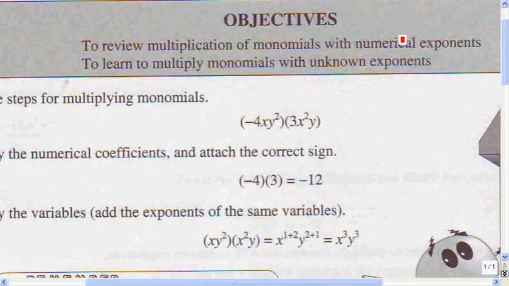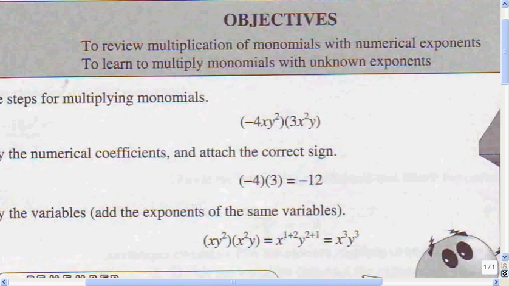Okay, we're doing some more review here. It says to review multiplication of monomials with numerical exponents and to learn to multiply monomials with unknown exponents. Okay, again, this is review. It's stuff that you've looked at already.